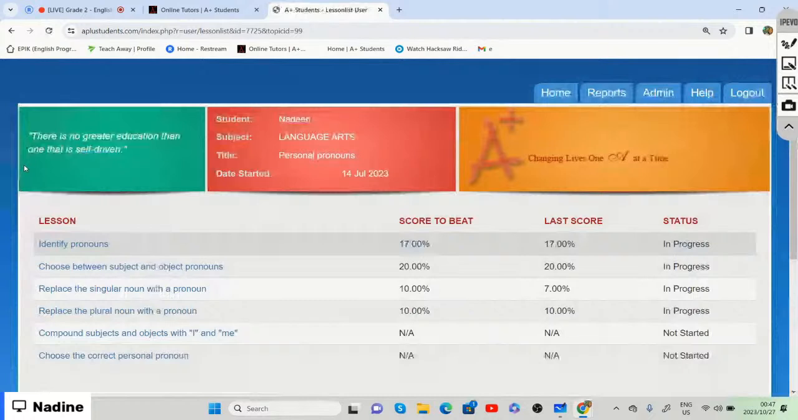Grade 2, that is the end of our lesson on personal pronouns. We said personal pronouns take the place of a noun or nouns, and we have singular pronouns and plural pronouns.